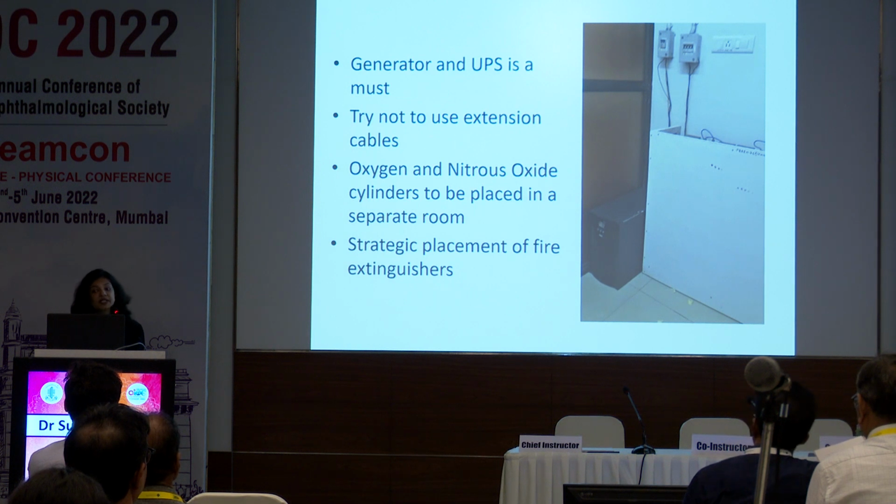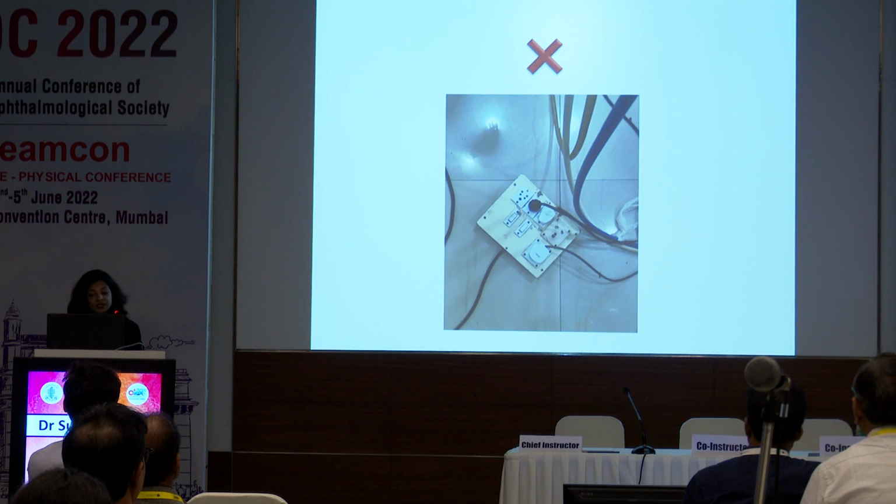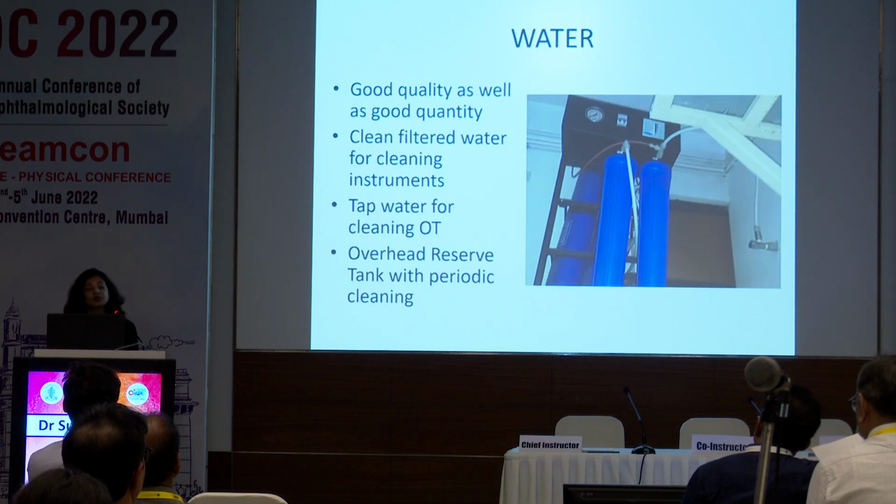The oxygen and nitrous oxide cylinders must be placed in a separate room with easy access, and fire extinguishers should be placed strategically. Avoid using extension cables inside the OT. Clean filtered water is required for cleaning instruments and for scrubbing, while ordinary tap water can be used for cleaning OR. A separate overhead tank should be provided for OT, which must be cleaned periodically.